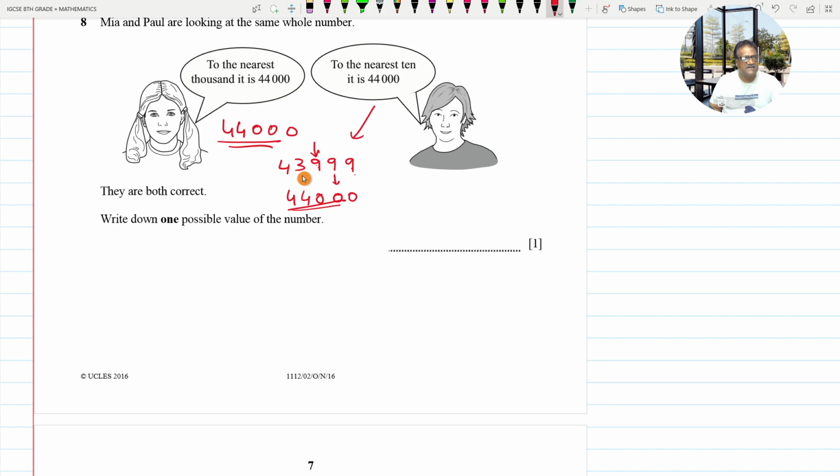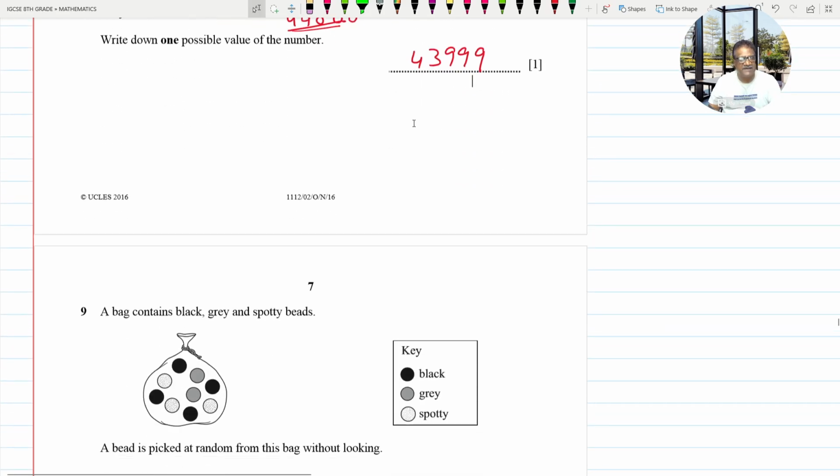So this particular number is rounding both ways. If you round it to the nearest 10, and if you round it to the nearest 1000, it is giving you the same answer, 44,000. So this is that whole number that you want to write over here. So 43,999 is the answer for this particular question. That was question number 8.